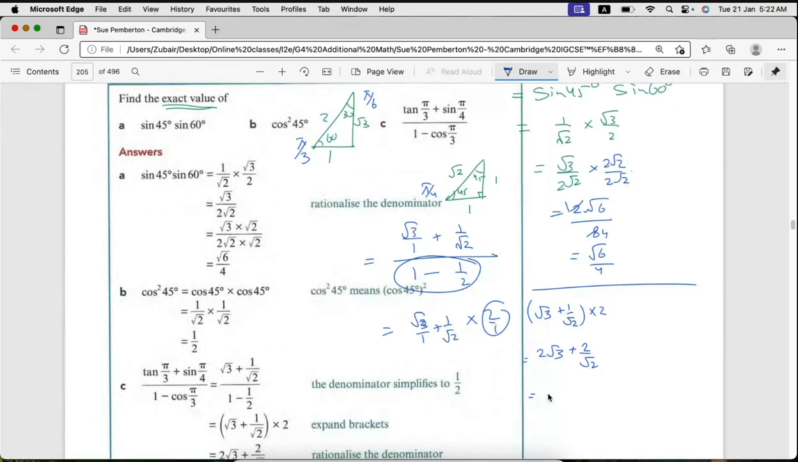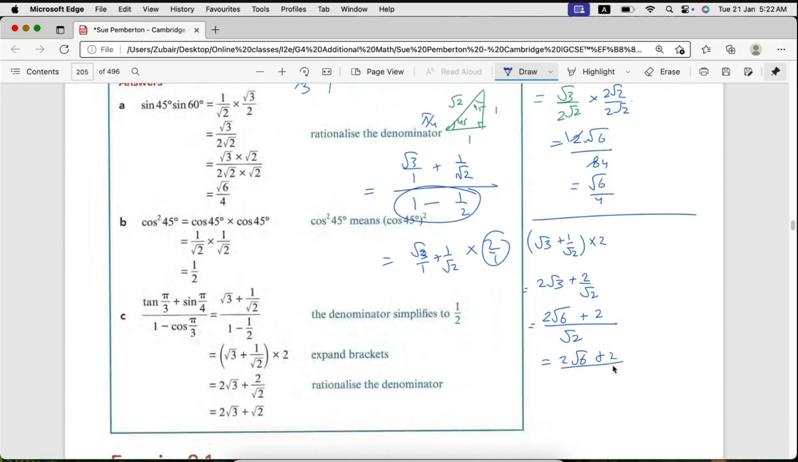And now taking LCM, square root 2, 2 square root 6 plus 2. Rationalize further, 2 square root 6 plus 2 over square root 2, into square root 2 by square root 2. We could have simply done it with the second term only. Let's see if I get the same answer. This is 6, 2 times 12. 2 square root 12 plus 2 square root 2 over 2.